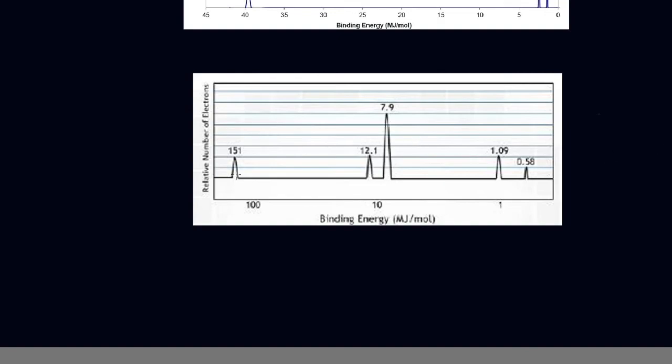This one, once again, at 151 megajoules per mole, this is going to be my 1s2. Following that is going to be my 2s2. My next one, as I go from left to right, the only one that's not going to be filled all the way is going to be my last one. And so right here, this spike, is going to be 2p6. I know it's going to be 2p6 because it's going to be full.